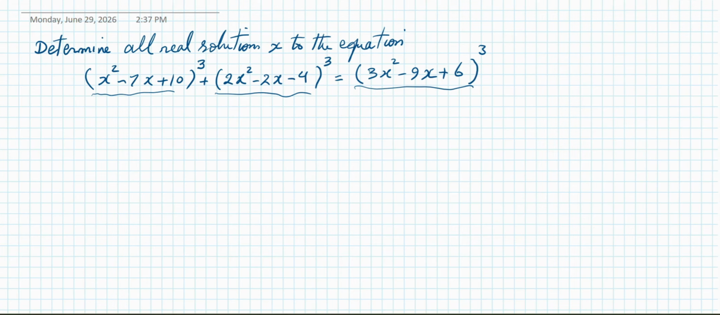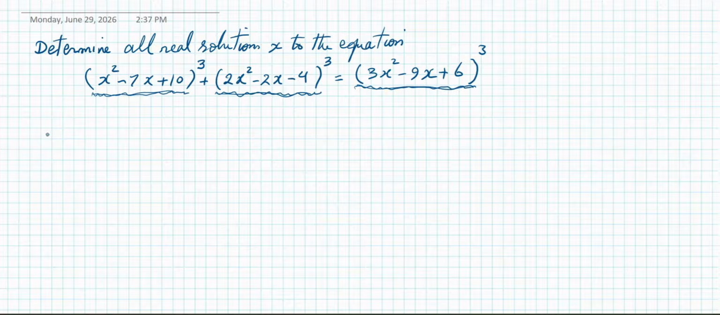For this problem, we want to find the real solutions x to the following equation. We notice that there is a relationship between these three parentheses. In other words, if I add the first one to this one, then I get the one on the left-hand side of the equation.